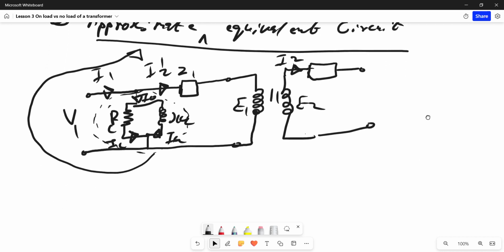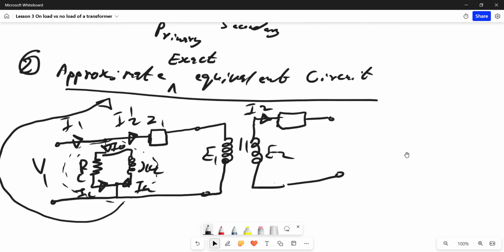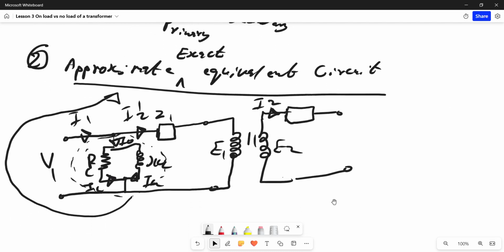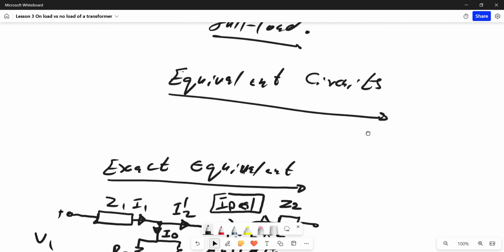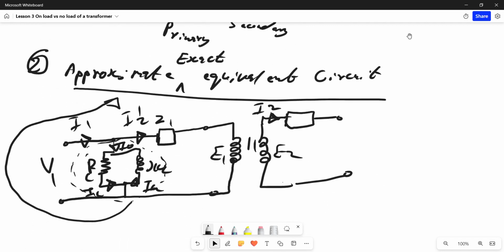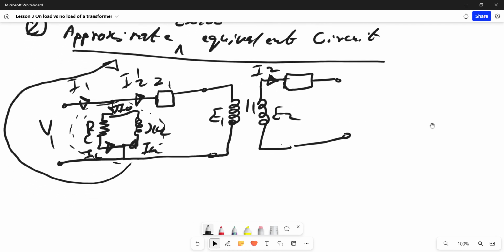So this is the second circuit that is simplified. The first circuit was simplified to the second circuit, which is called the approximate equivalent circuit. These circuits are things you should keep in mind, because we're going to focus more on using this circuit when we're dealing with open and short circuit tests. They're very important.